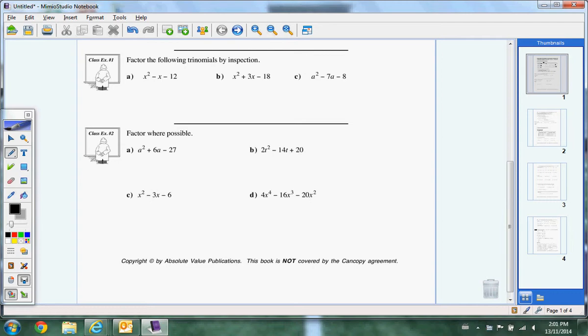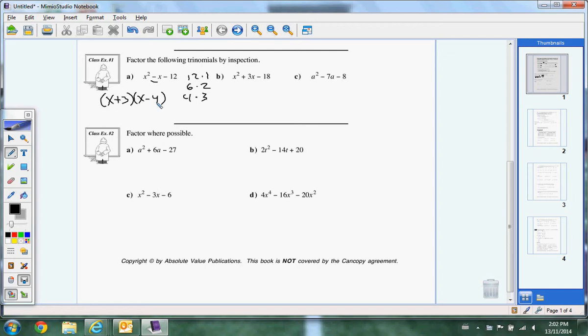Because it's a negative, exactly. Since this is a negative, I'm looking for multiples of 12 that are 1 apart because this is a negative 1 here, because we're going to be subtracting them now. Okay? So you said 4 and 3, but which one's which? Do you know which one's the positive, which one's the negative? How did you come to that conclusion, Taylor? Right? And 3 minus 4 is negative 1.